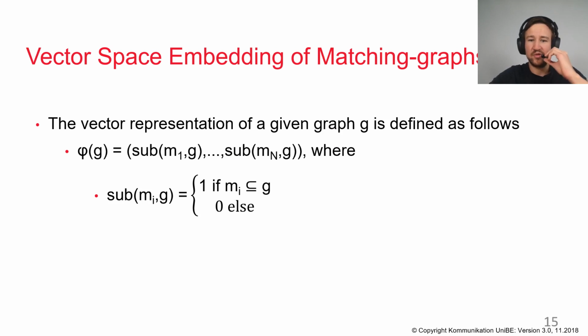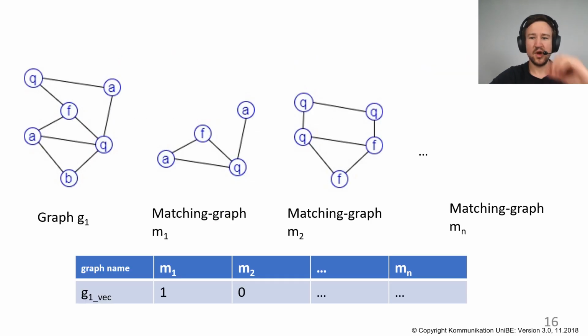Okay, so as I have mentioned in the general idea, our idea is to use those matching graphs to embed a given graph into the vector space, such that it is represented by a binary vector that contains 1 if a matching graph is contained in the graph and 0 otherwise. I will make this clear by an example.